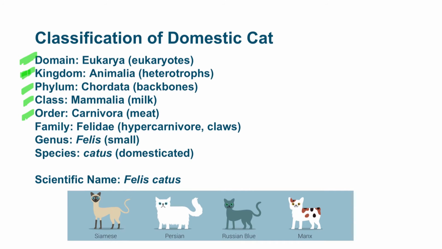They're in the order Carnivora because they are meat-eating. They're in the family Felidae because most of them have retractable claws. All cats are hypercarnivores, meaning that they have to eat animal flesh to survive. They're in the genus Felis, which includes the smaller cat breeds, or cat species, and they're in the species catus, which is the name that we give to the domestic cat. So the scientific name for the domestic cat is Felis catus.